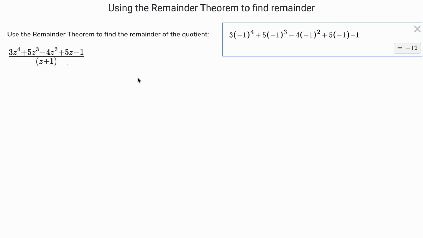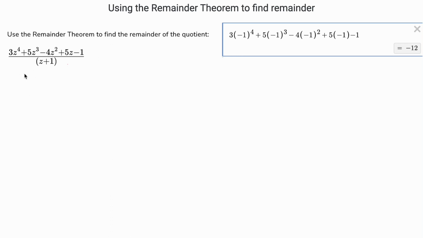The first lesson here, we will be learning how to use the remainder theorem to find a remainder when you divide a polynomial by the other. For instance, we have 3z raised to the power 4 plus 5z cubed negative 4z squared plus 5z negative 1 divided by z plus 1. What is the remainder when you do this division? It's very simple. Let's just get to it.